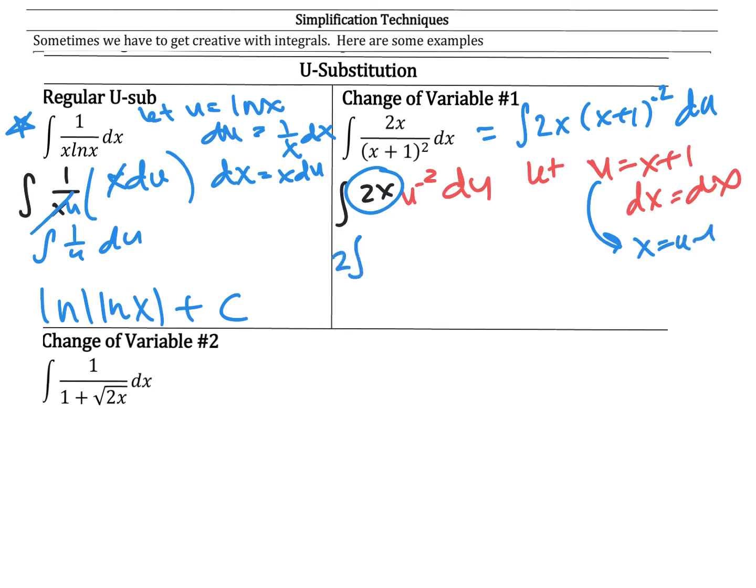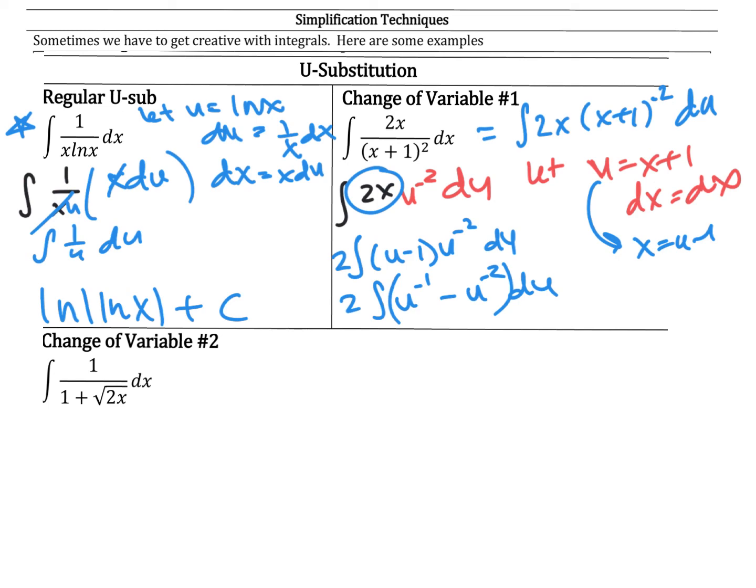So this would be, I'm going to move the 2 in front, 2 times the integral of u minus 1 times u to the negative second power du. And then we could distribute. And now this is something we do know how to evaluate.